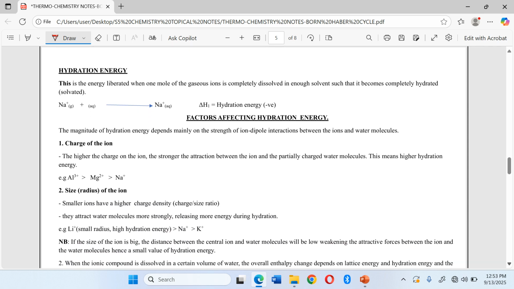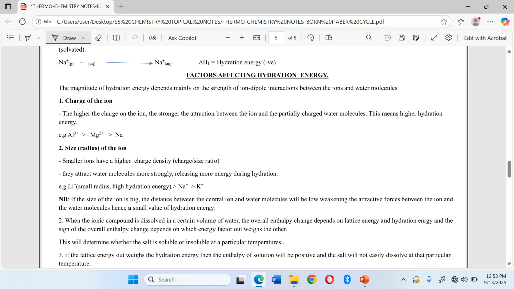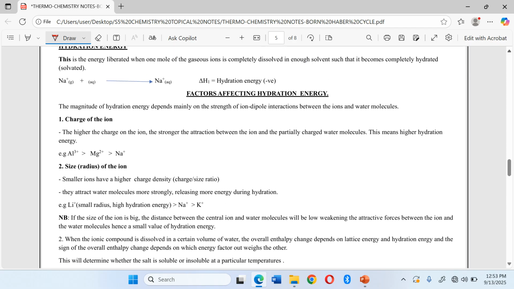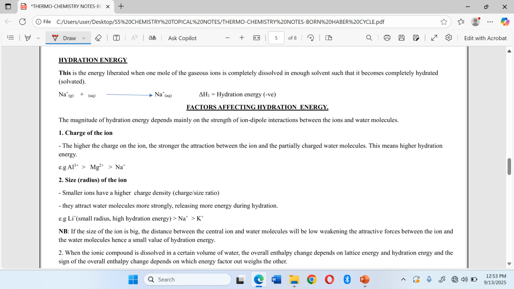Now let's also look at hydration energy. You recall in this session we want to look at hydration energy and lattice energy in detail, and therefore we also draw the potential energy diagrams for these two. But we're going to move faster. So what are we saying about hydration energy? We're saying this is the energy liberated when 1 mole of gaseous ions is completely dissolved in enough solvent and becomes completely hydrated.